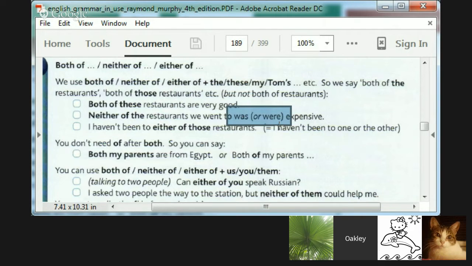Okay. So just like I said in yesterday's class, this is a little bit controversial depending on what teacher or what textbook you're looking at. Some textbooks will suggest, as this material does here, that you can use either, whichever you choose to use. Other textbooks will indicate that you should use the noun, which is the object of the prepositional phrase, to determine your verb, plural or singular. So neither of the restaurants were expensive. Restaurants, plural, were expensive. In other words, you're never going to be wrong in anybody's eyes if you use were.